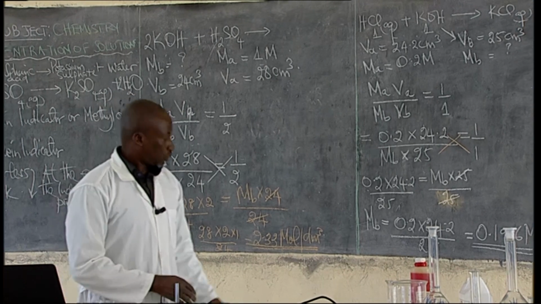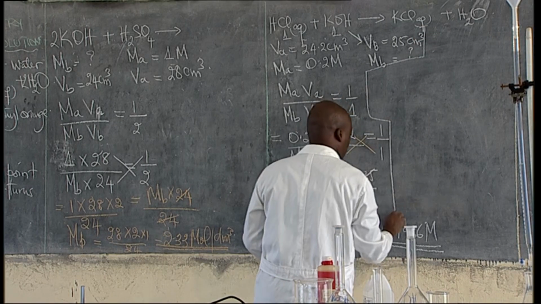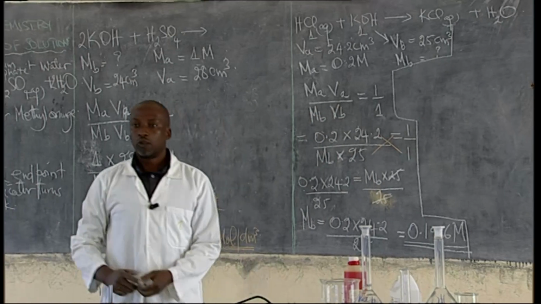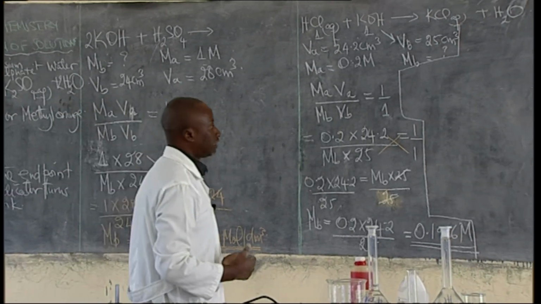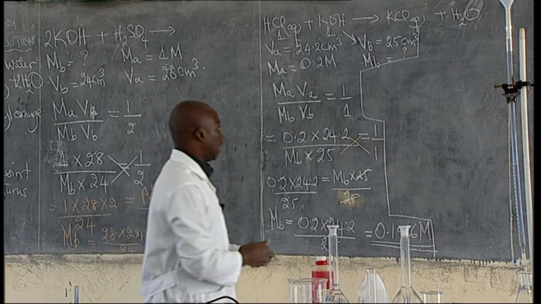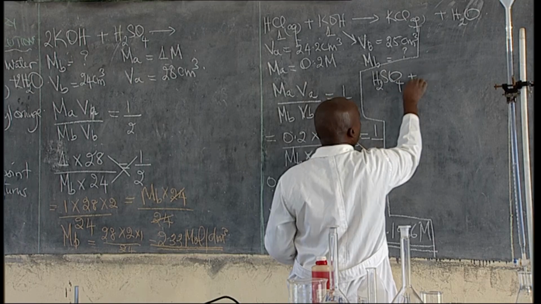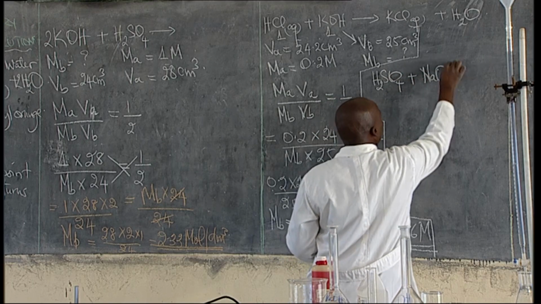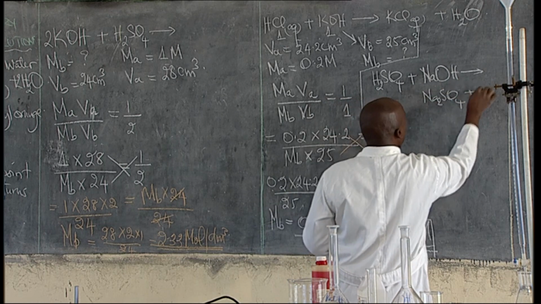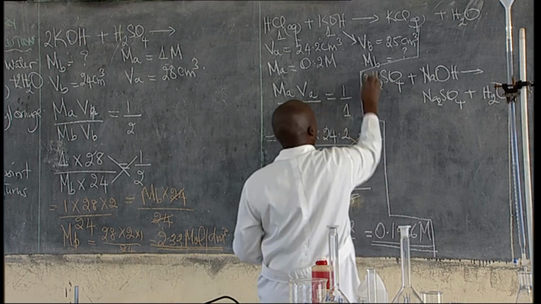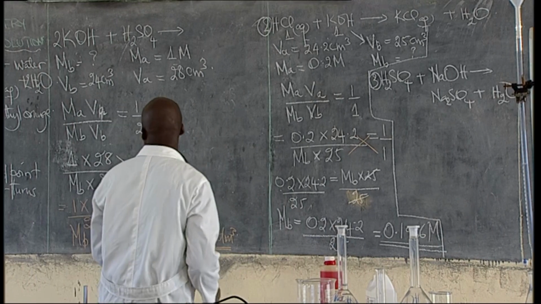Number 3, we're just continuing and see whether we can. Let's do number 3. 24 solution containing 0.1 sulfuric acid. Now, sulfuric acid is reacting with sodium hydroxide. So you remember I said sulfuric acid, the first thing you need to do is to write the equation: sulfuric acid plus sodium hydroxide gives sodium sulfate plus water. This is number 3. This was number 2, and that was number 1.